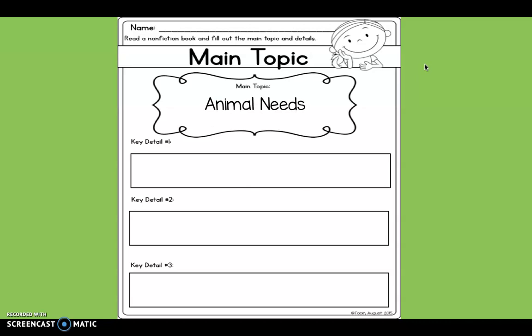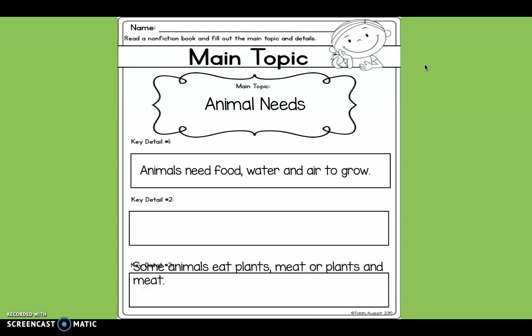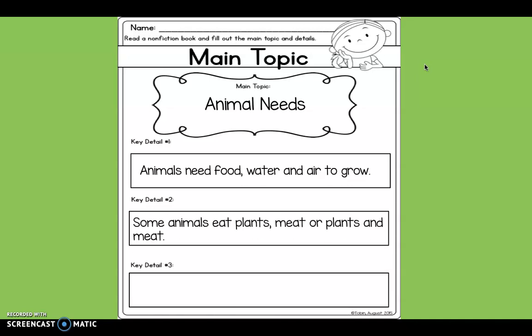And then I come over here and I fill in those key details that I underlined. Detail 1, animals need food, water, and air to grow. Detail 2, some animals eat plants, meat, or plants and meat. And finally, detail 3, animals need oxygen to breathe. All three of those details support that section was all about animal needs. And that was my main topic.